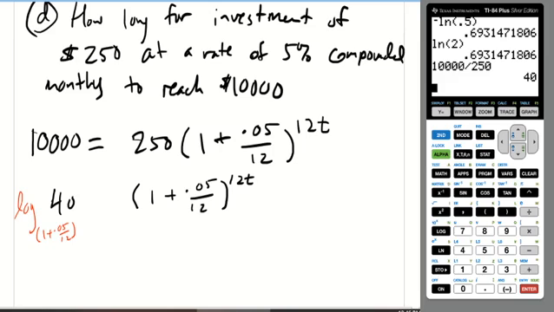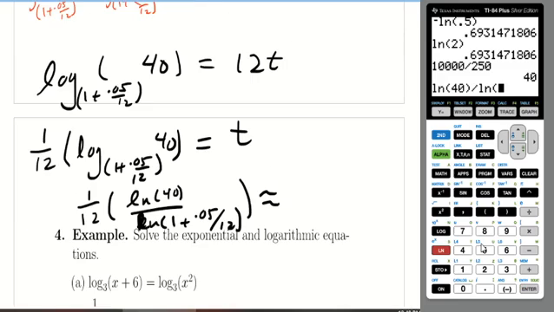So ln of 40 divided by, don't round off intermediate steps, by the way, or you may compound your round-off errors. So first I'm getting whatever that logarithm was. It's 887. Divide that by 12. So it would take about 74 years.